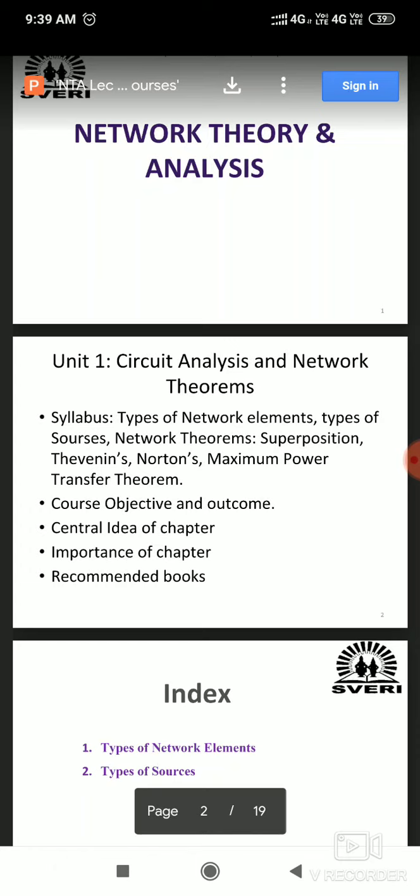So, that will be the types of network elements, types of sources, then network theorems. Four theorems are included in your syllabus: superposition, Thevenin's, Norton's, and maximum power transfer theorem. And we have to solve the numerical problems based on all these theorems and circuit analysis methods.